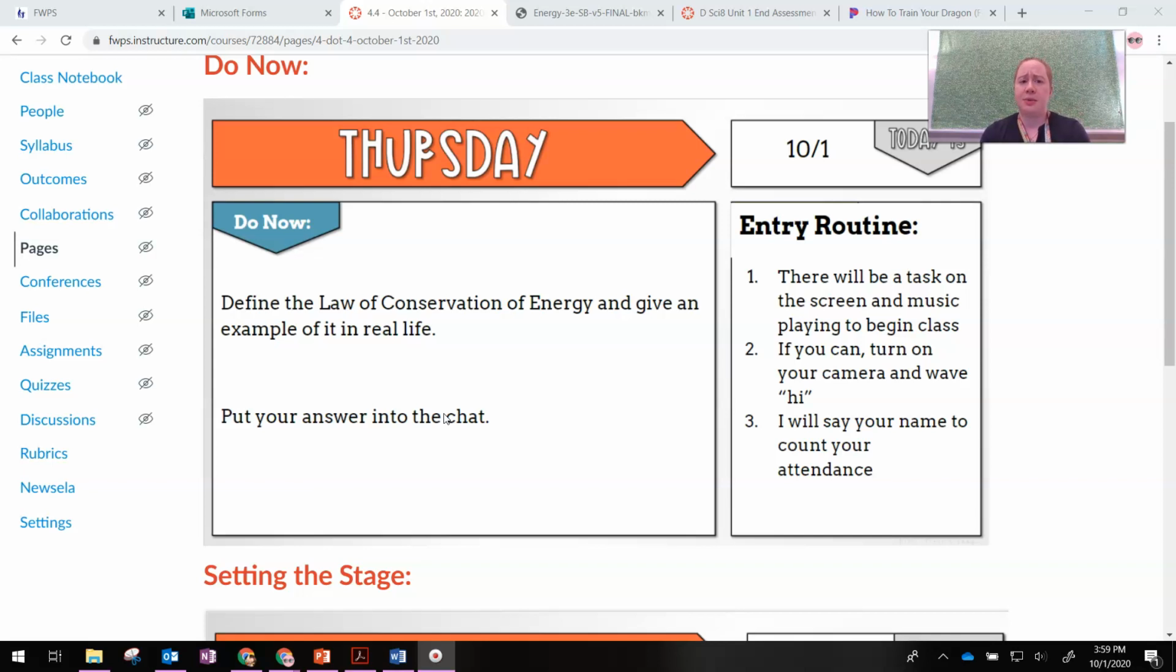An example of that would be when you plug your cell phone into the charger in your home, electrical energy is transformed into stored, so potential energy in your phone, or thermal energy if your phone gets warm when it's charged, or the charger itself maybe gets warm, so that's electrical into thermal energy as well.